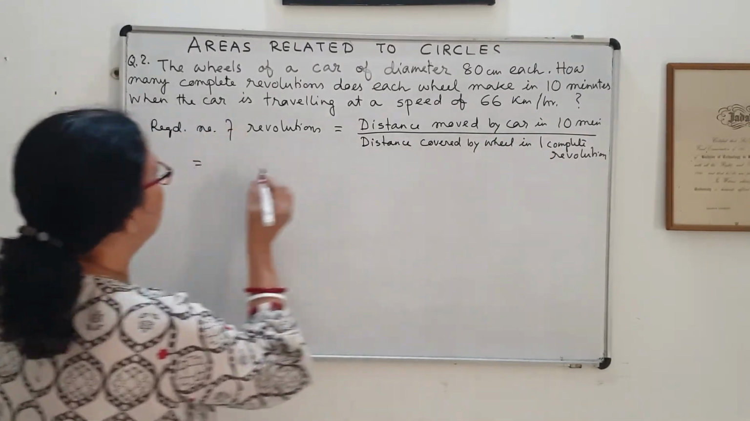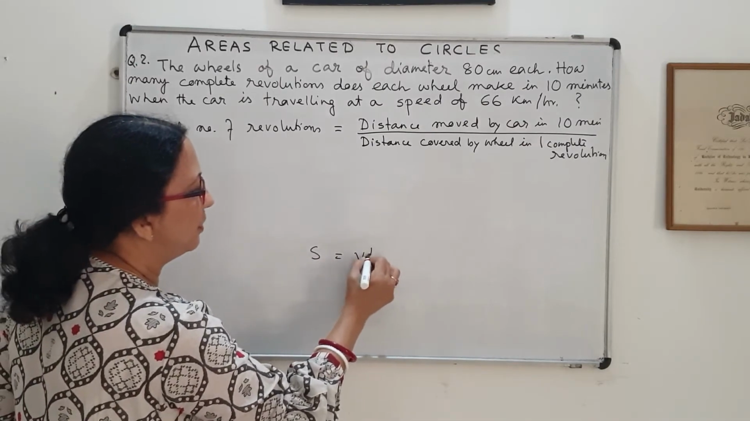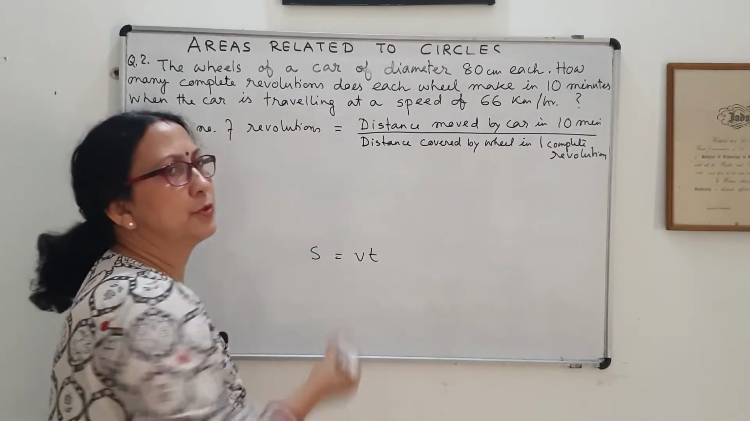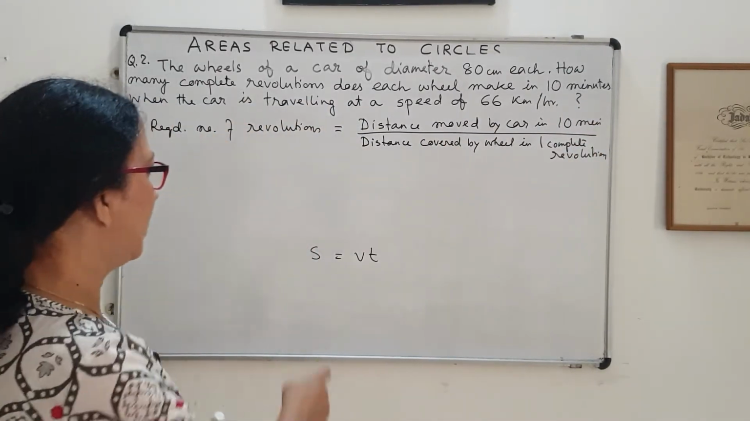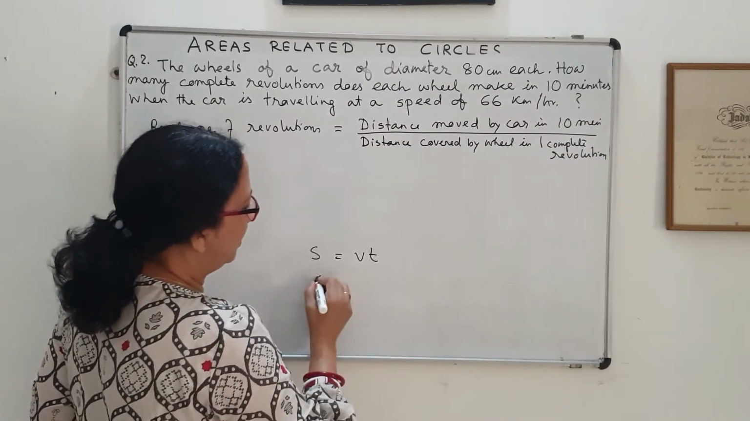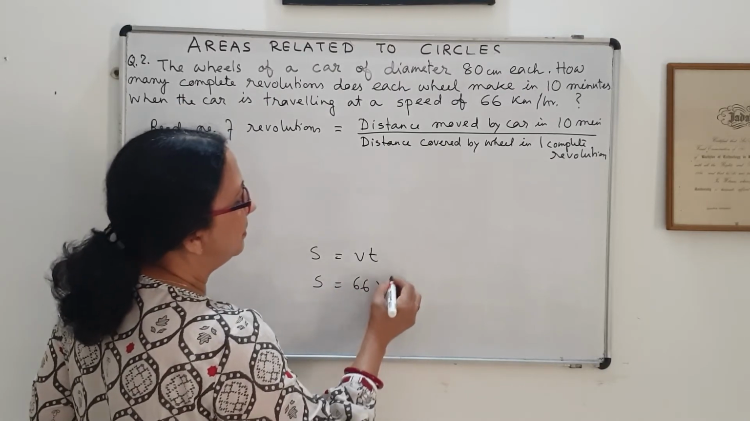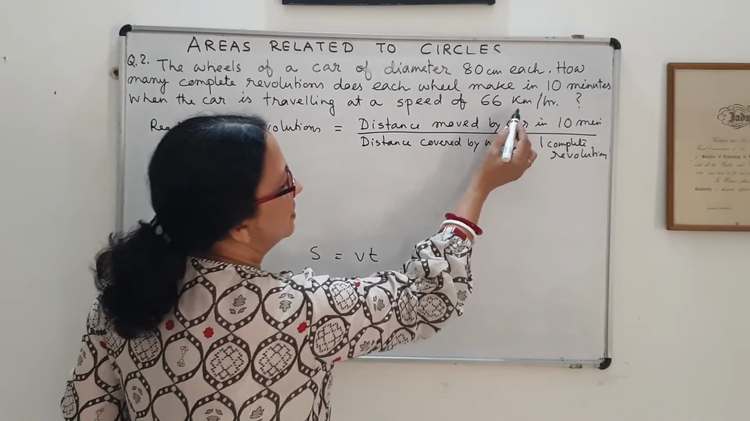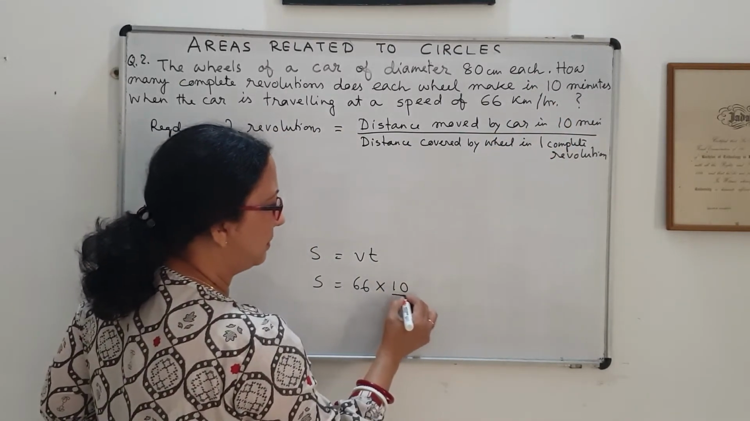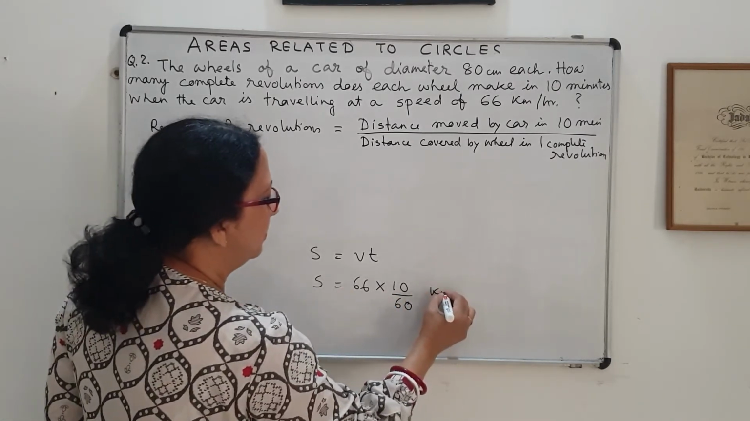So we can write it directly. Let me first find out separately the distance S, which is equal to speed times time. That formula you know; we consider the car to be moving at uniform speed so that we can use it. The speed is given as 66 km per hour and the time is 10 minutes. Since the speed is in kilometer per hour, the 10 minutes has to be expressed in hours to keep the units the same. So it will be in kilometer.